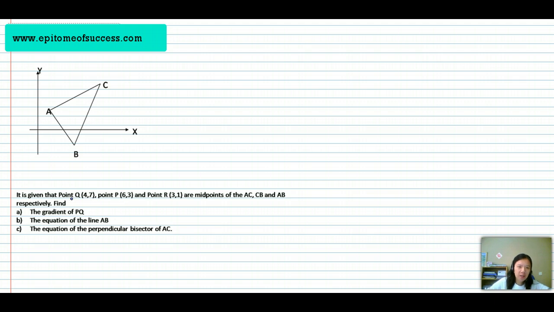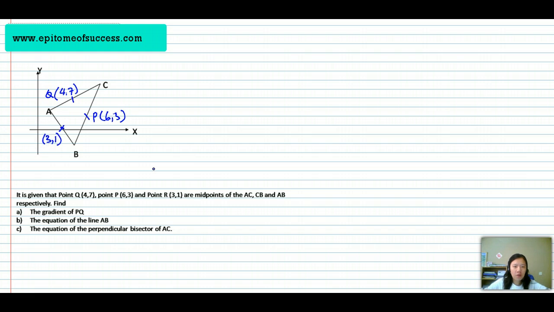It is given that points Q, P and R are the midpoints of AC, CB and AB respectively. So I'm going to write it down here to make it easy. That's Q, and Q is (4, 7). That's the midpoint for AC, and CB would be P. So that's point P, and that's (6, 3). And point R would be here, and that would be (3, 1).